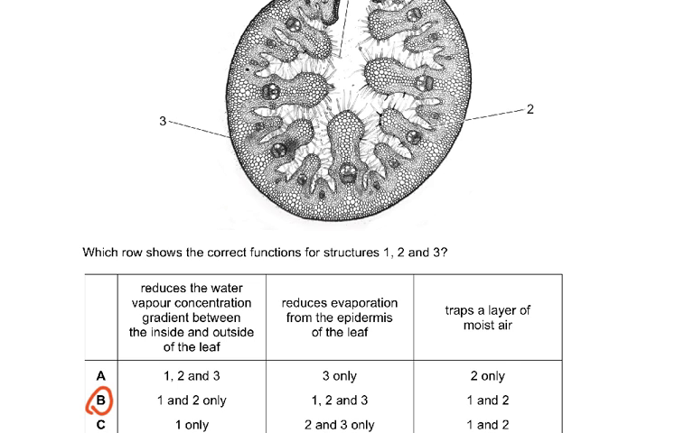Traps a layer of moist air is 1 and 2. The space, this little indentation, is the tube where the water vapors are going to collect. And 1 is the trichomes, which will, of course, also do that.